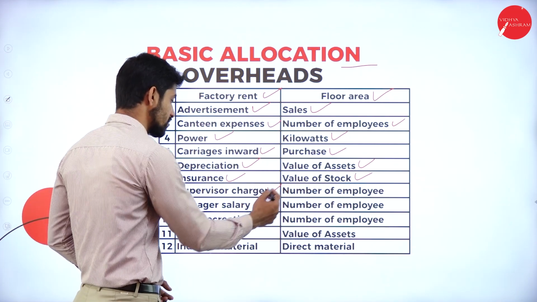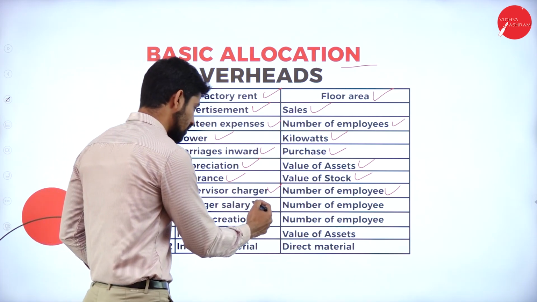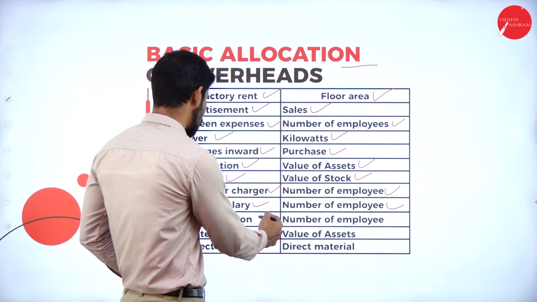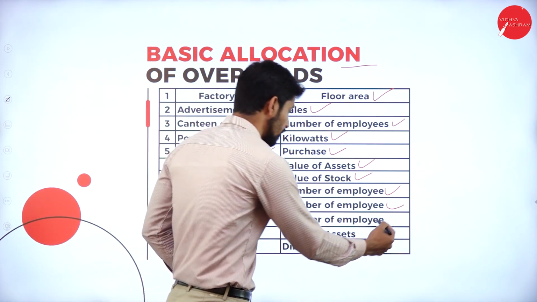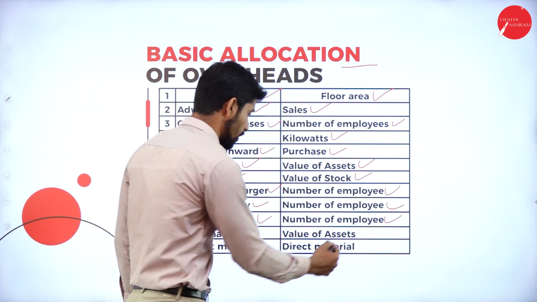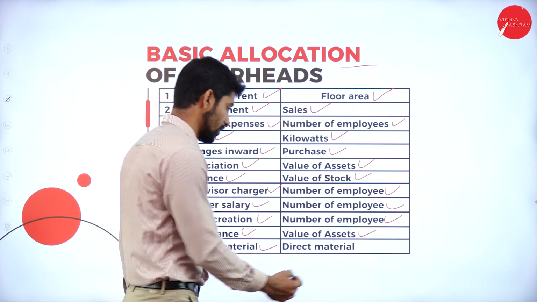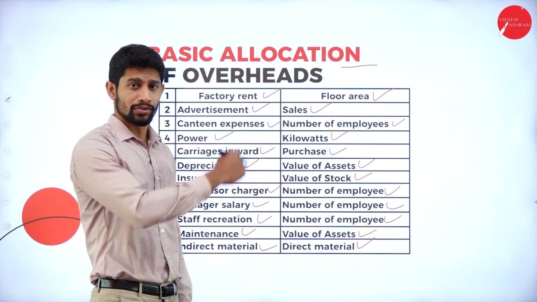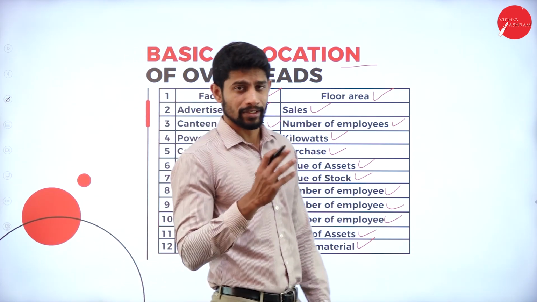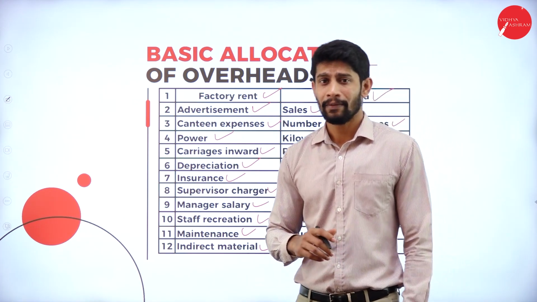Next, supervisor charges, based on number of employees. Next, manager salary, based upon number of employees. Next, staff recreation, again based on number of employees. Next, maintenance is based on value of assets. Next, indirect material is based on direct material. So this is how you are supposed to allocate the different expenditures with respect to different items. If you know this allocation, then you can easily get 15 marks in your main exam.